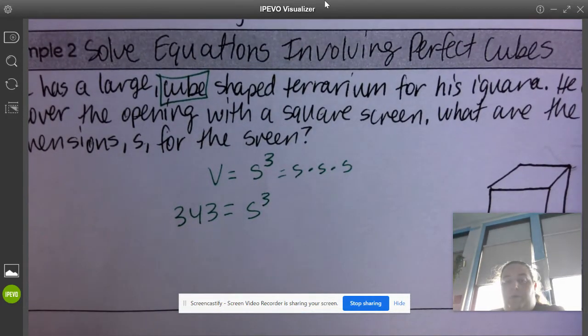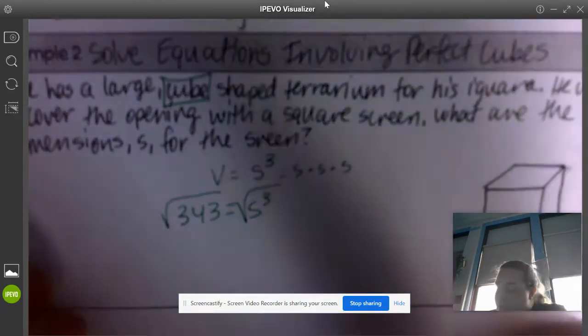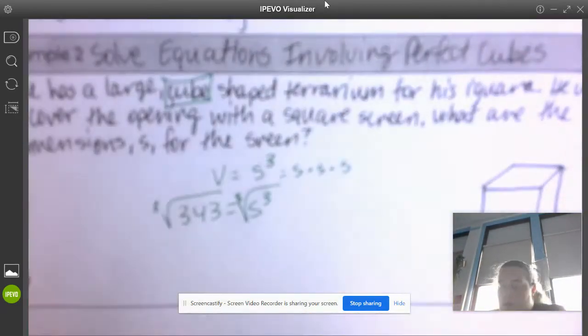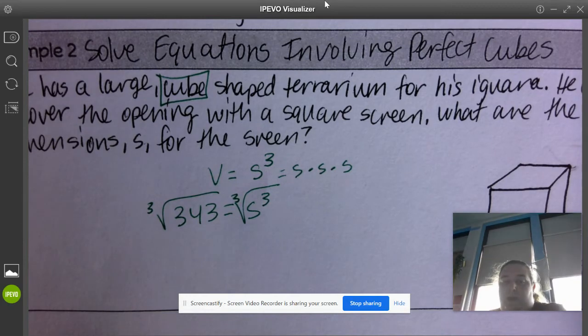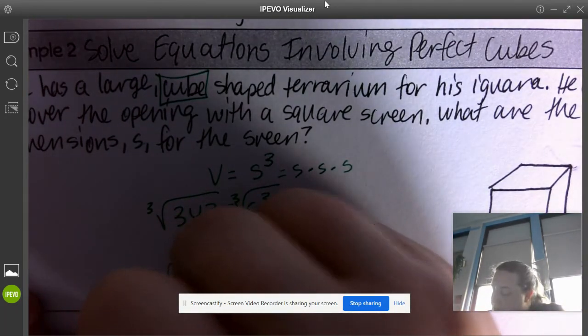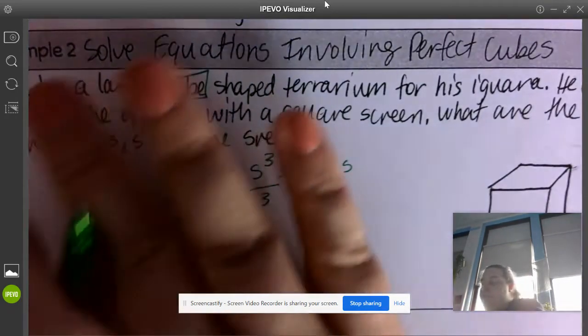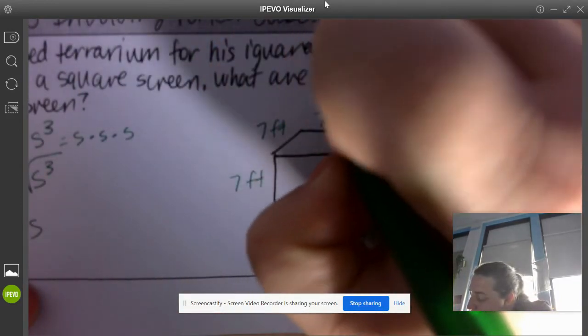So just like we did with the square roots, we want to use the inverse operation. So to do that, we're going to take the cube root. Now, when you take a cube root, it's the square root symbol, but you're going to add a 3 above what I like to call the little tail of the radical to show that it's a cube root. So if you wanted it to be to the fourth power, you'd put a 4, and so forth. Square roots, you can include a 2, but it's just not what we typically see. So when I take the cube root of 343, I get 7. So that means each side of the terrarium is 7 feet. So 7 feet high, 7 feet wide, 7 feet long.